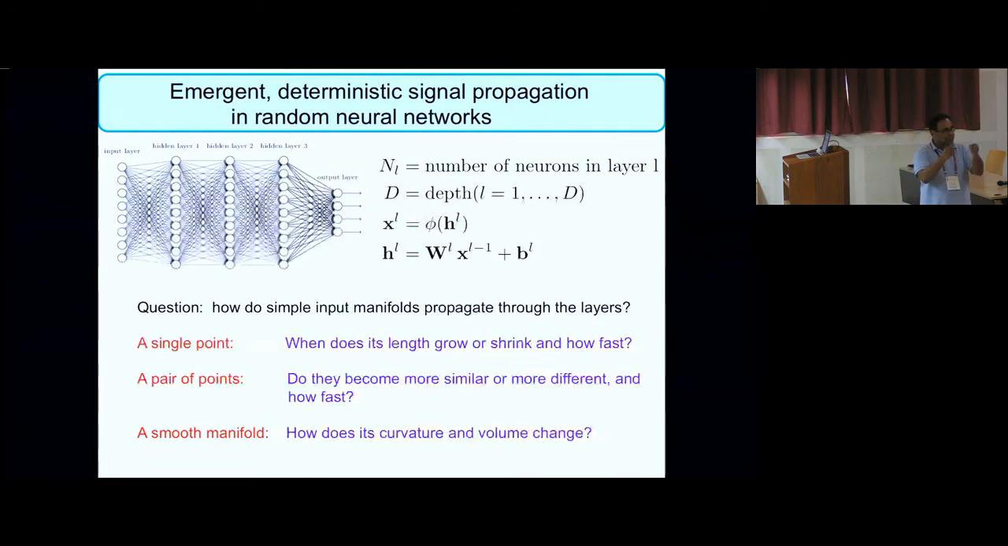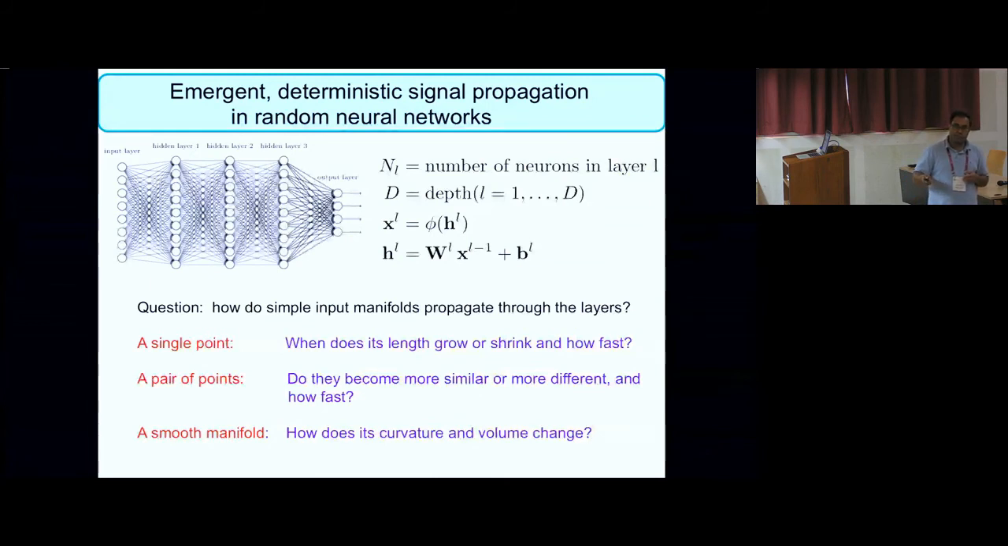Then let's put a pair of points, so 2 different inputs to the first layer. Do they come closer together or do they diverge, and how fast? And a smooth manifold, let's say an image manifold or something, propagating through the system. How does its curvature and volume change? So these are the questions we'd like to ask.